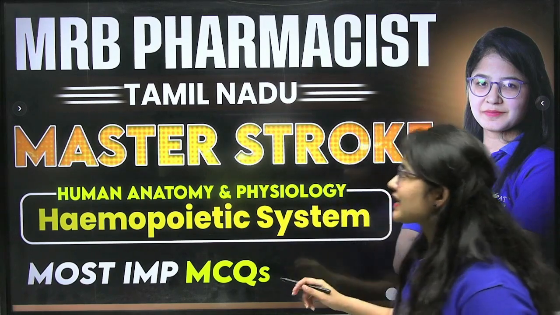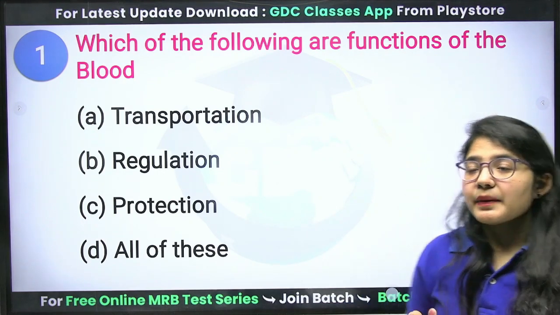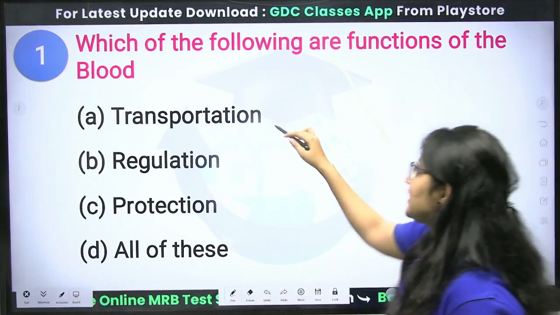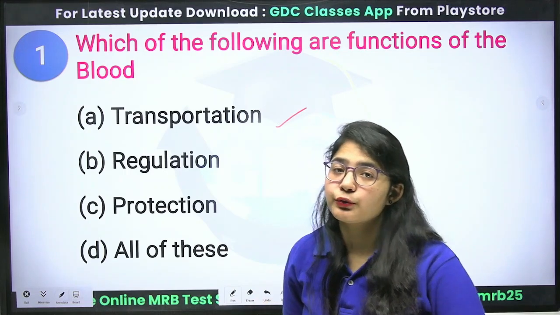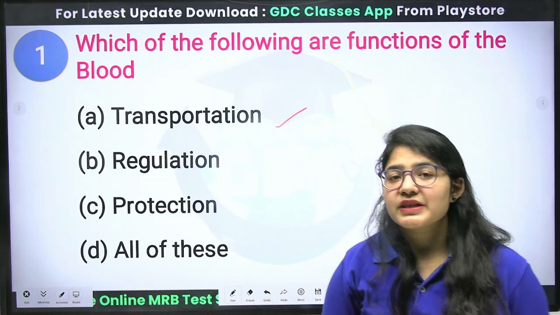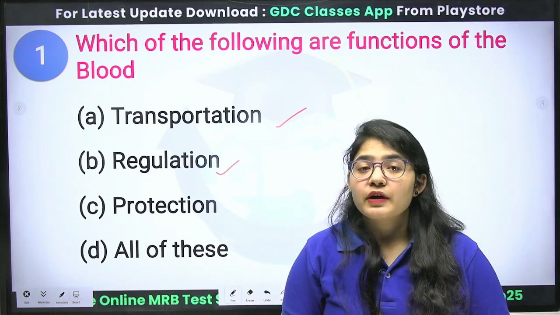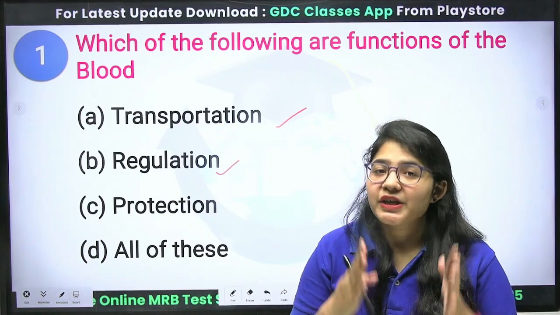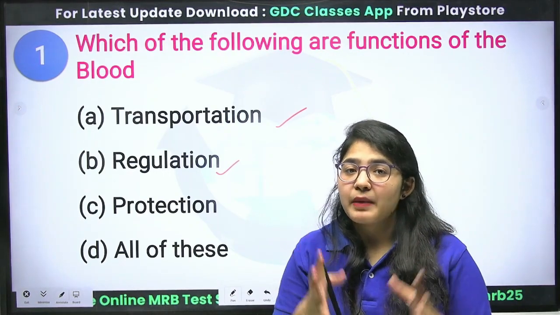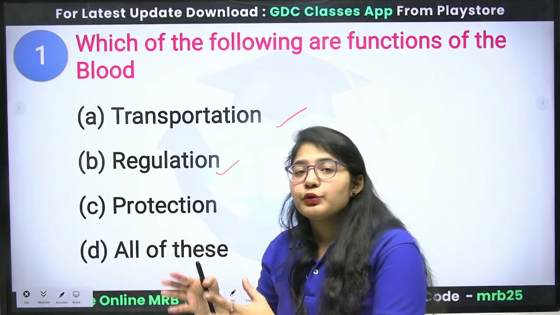So let's start this session with our first question: which of the following are functions of blood? See, blood is responsible for the transportation of oxygen, and as well as CO2. Also, it is responsible for transportation of different nutrients and minerals. Also, the blood is responsible for maintaining the body temperature, because the blood flows at a certain pressure that creates a certain amount of thermal energy, which is responsible for maintaining the normal human body temperature.